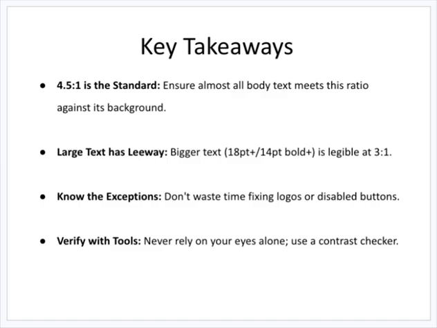Key takeaways: 4.5 to 1 is the standard. Ensure all body text meets this ratio against its background. Larger text has leeway. Larger text which is 18 point, or 14 point bold or more, is legible at 3:1. Know the exceptions like logos or disabled buttons, so do not waste your time fixing logos or disabled button text. And verify with the tools. Never rely on your eyes alone. Use a contrast checker to test whether the text passes the minimum requirement or not.